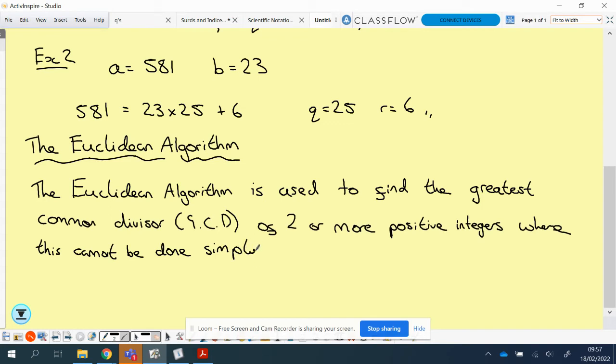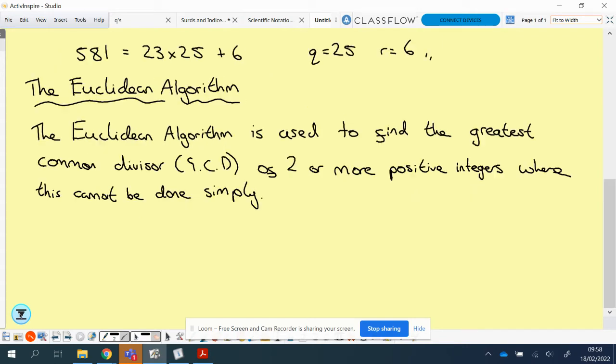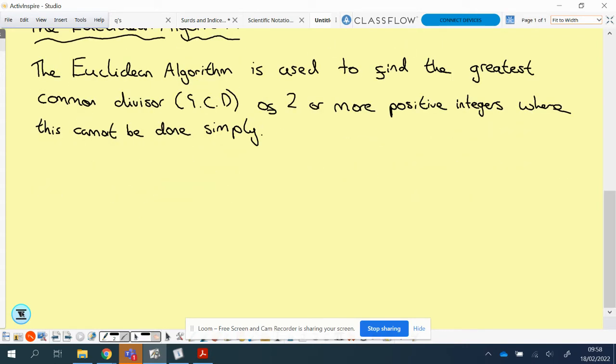That last bit is just saying that if the numbers are quite small, you could probably find the highest common factor, the greatest common divisor, quite quickly in your head. But if the numbers get quite big, talking about thousands, then the Euclidean algorithm can get us that. So that's what we're going to do. We'll look at an example to show you how this works, but it's based off the division algorithm. That's why I showed you that bit first.